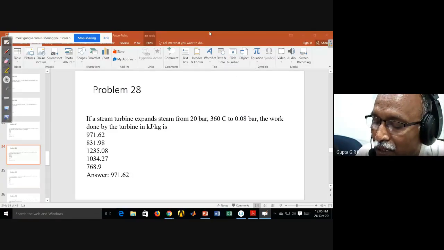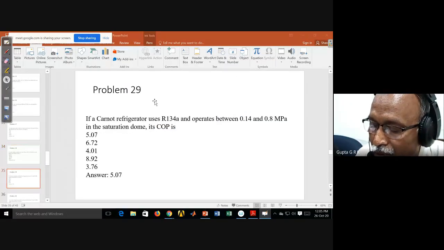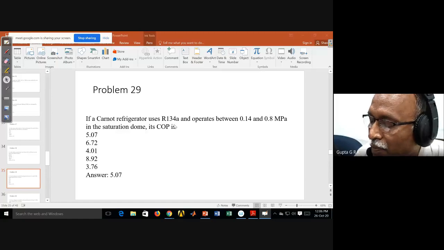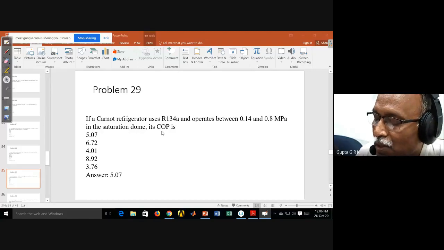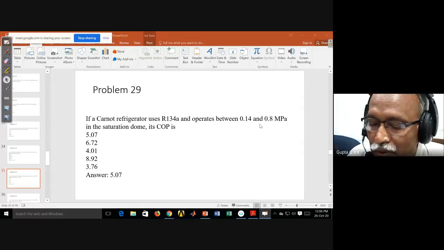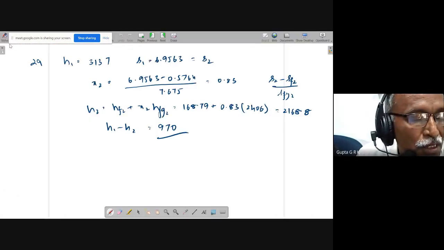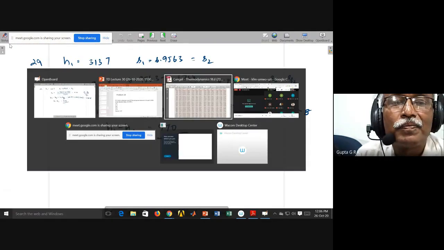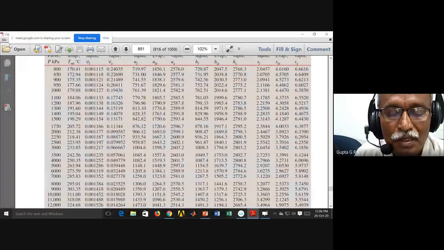And I think that the next problems will be simple. If a Carnot refrigerator R134A again operates between 0.14 megapascal and 0.8 megapascal in the saturation dome, its COP is. So again, you have to find out what is TL and TH at 0.14 and 0.8 megapascal.